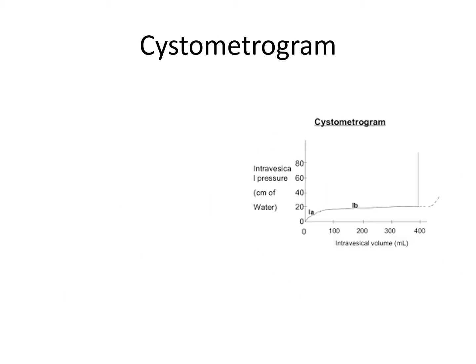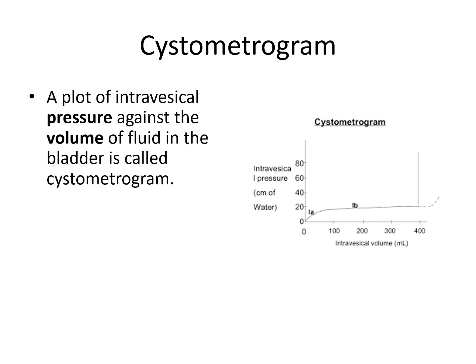By cystometry, we obtain a cystometrogram. What is a cystometrogram? It is a plot of intravesical pressure on the y-axis against the volume of fluid in the bladder on the x-axis. So, it is a graphical representation of intravesical pressure and volume of urine within the bladder, which is called a cystometrogram. Now, this cystometrogram has three phases.